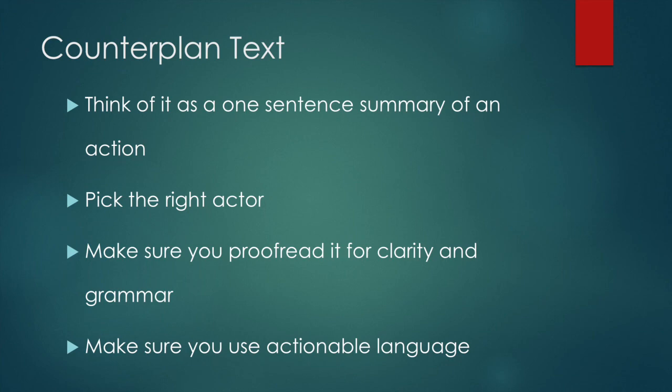So the next point here is that we need to make sure that we're picking the right actor. So in every plan text, we're going to have an actor and an action. The actor is the entity that is actually doing the thing described in the counterplan text. So in the example I gave, I said the United States federal government should outlaw the sale of assault rifles. So what I mean by that is that the United States federal government is going to be the one that's passing legislation that is actually going to make the difference described in the counterplan.